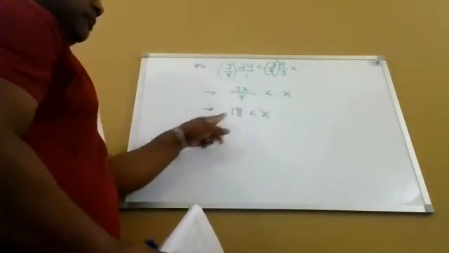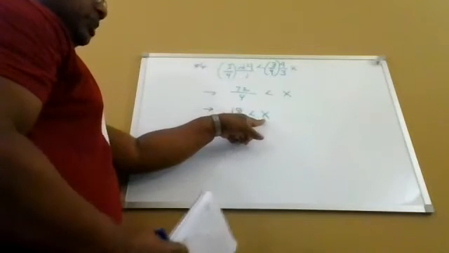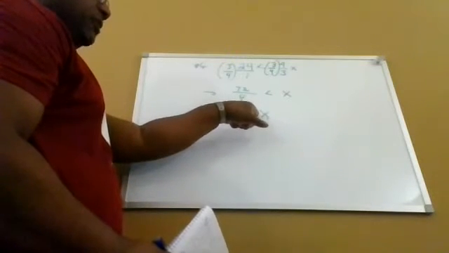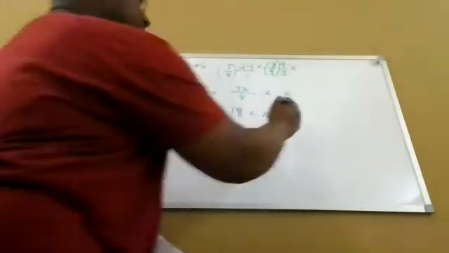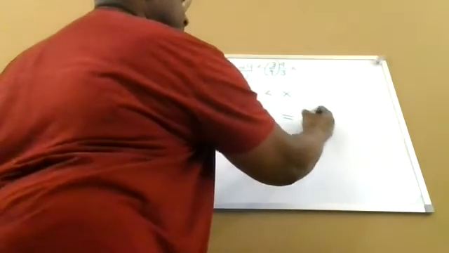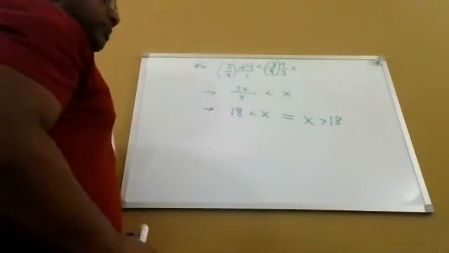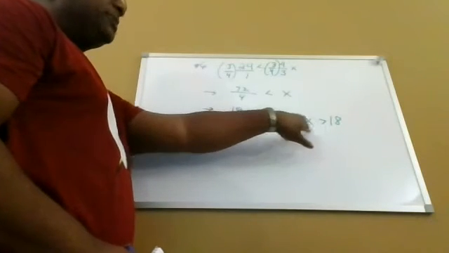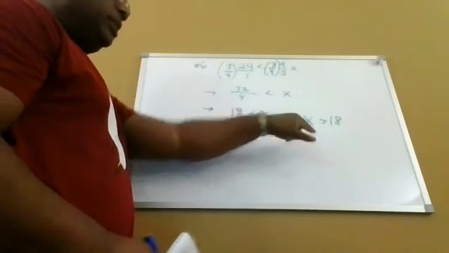Now, if I read this from left to right, this is 18 is less than x. But if I read this from right to left, this is x is greater than 18. So let's write it that way. Because we're used to seeing our variable on the left-hand side of our math symbol. And so now let's draw this on a number line.